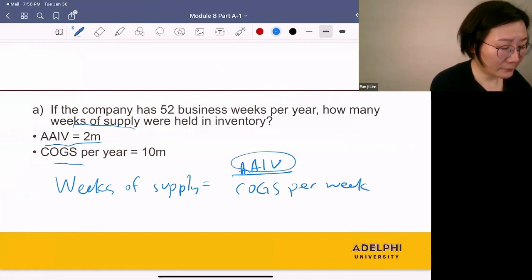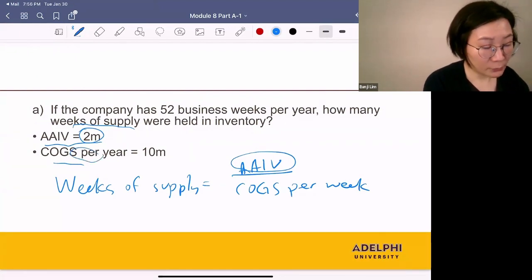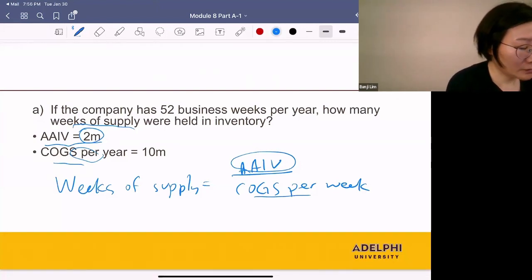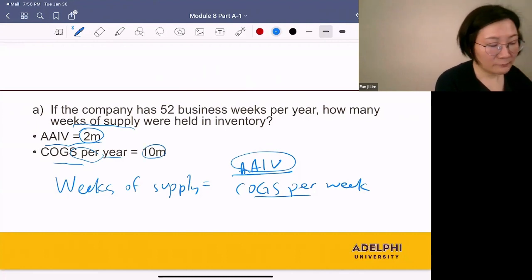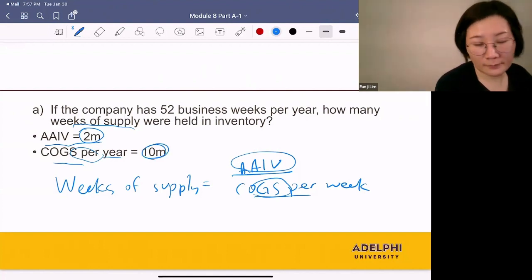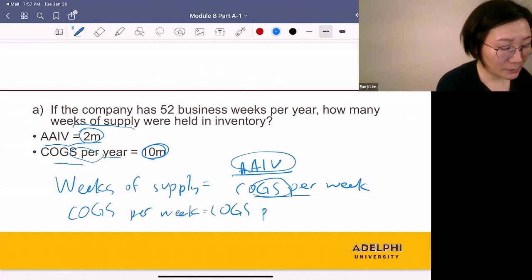And we know what AAIV is, 2 million. And we know what COGS per year is, but we don't know what COGS per week is. So we need to convert the COGS per year to COGS per week. So if we're selling inventory that's worth 10 million every year, then how much inventory do we sell every week? It's 10 million divided by 52. So COGS per week is COGS per year divided by 52.